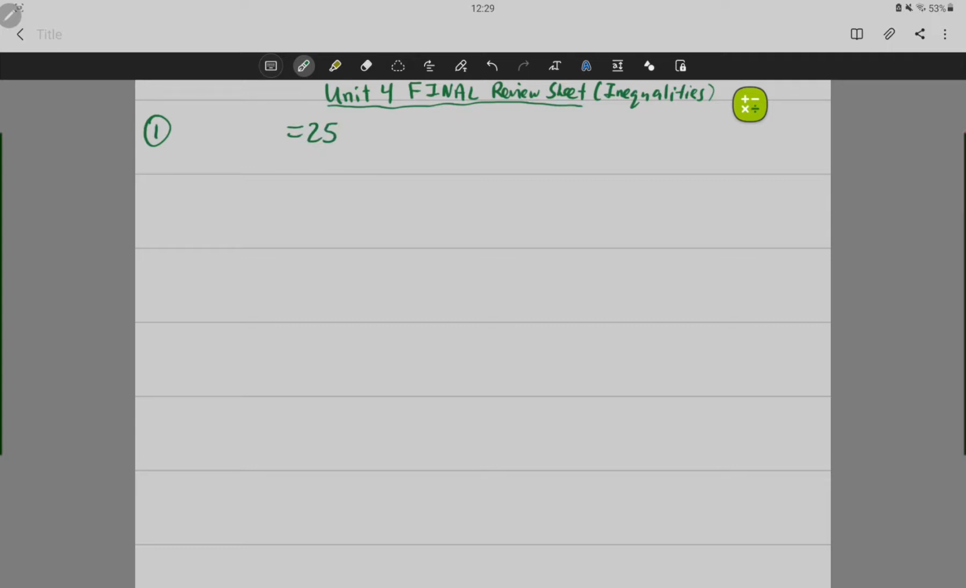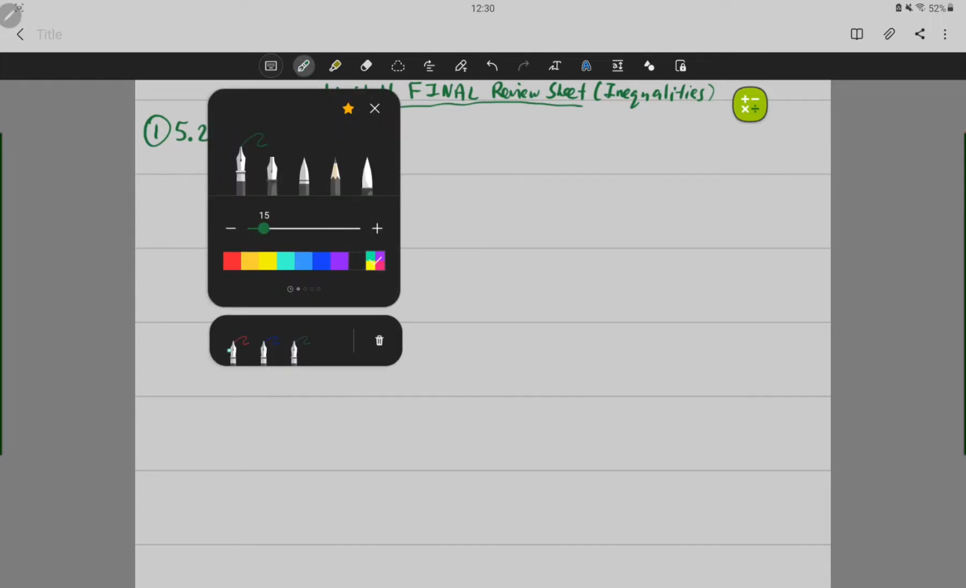Something equals 25. He rented shoes for $5.25, so we could put that there. And that means plus. Paid $4 for each game, so 4. And it doesn't tell us how many games he played, so we're going to represent that with a variable. I'll just use g for games. So there's our equation.